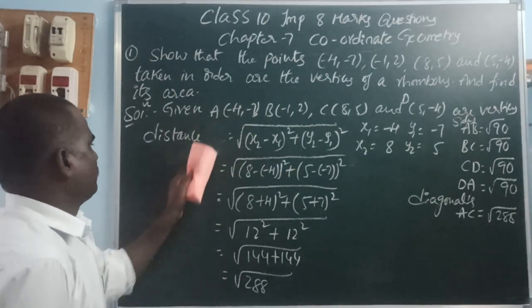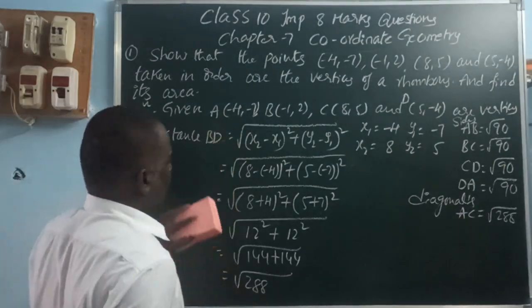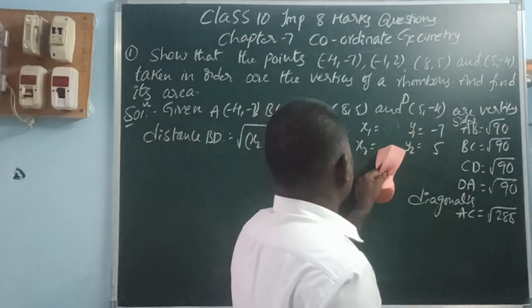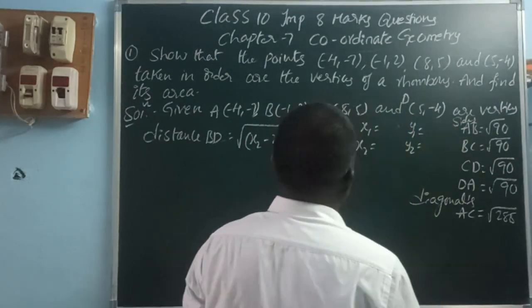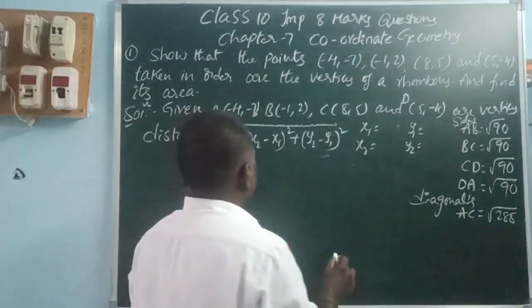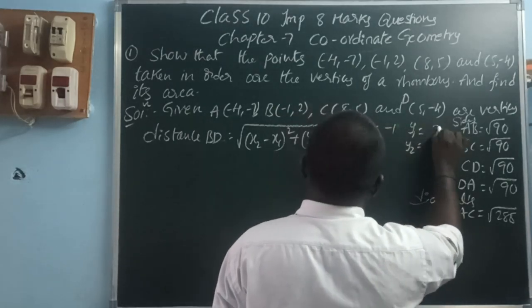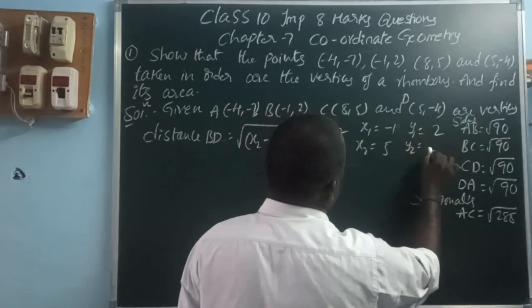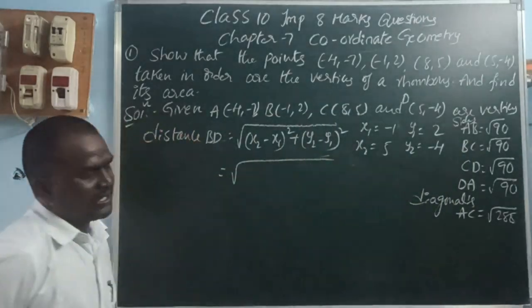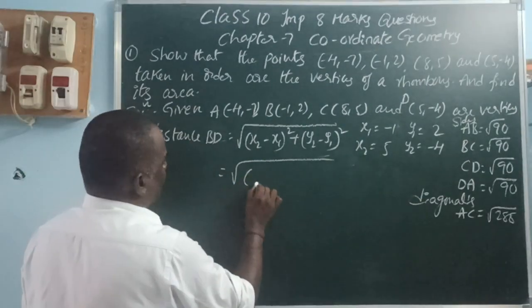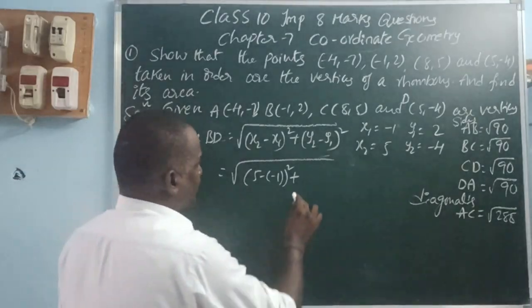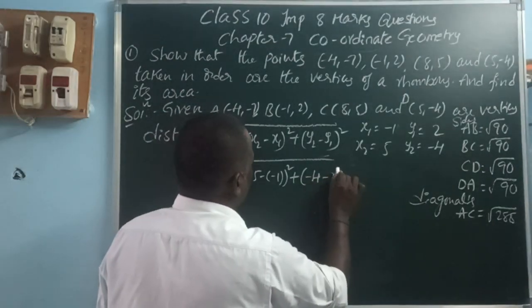So here, distance BD. So B point is what? Minus 1 comma 2. D point is what? 5 comma minus 4. In the point B, x coordinate is minus 1, y coordinate is 2. In the point D, x coordinate is 5, y coordinate is minus 4. Okay, so that is square root of x2 minus x1 whole square, that is 5 minus minus 1 whole square, plus y2 minus y1 whole square, that is minus 4 minus 2 whole square.